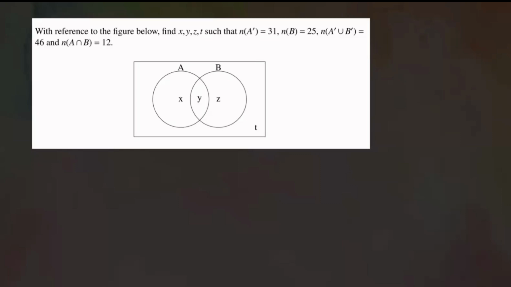Let's go ahead and work out this question. So this has to do with sets. We have a Venn diagram here. We want to find the values of x, y, z, t with the given information.